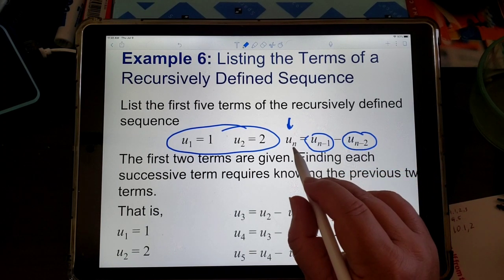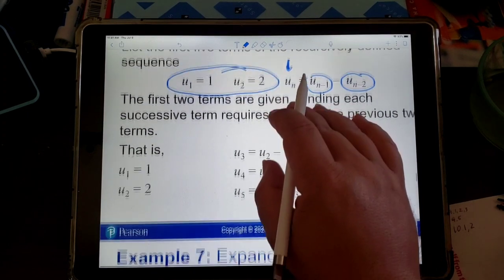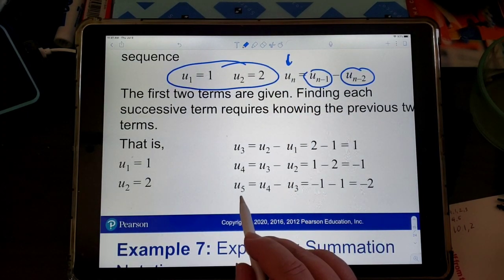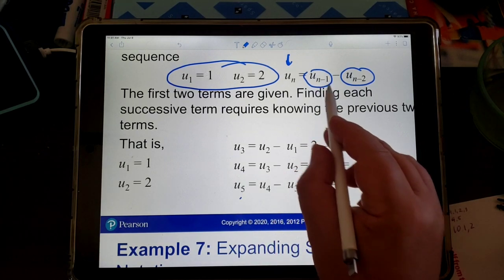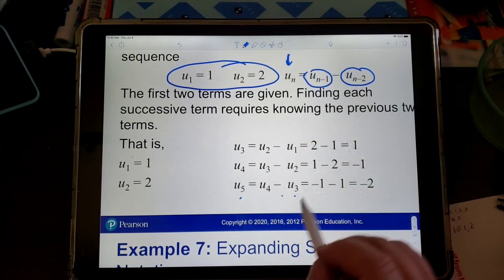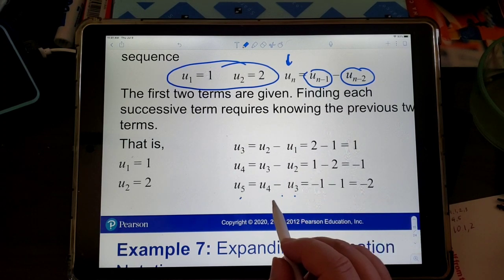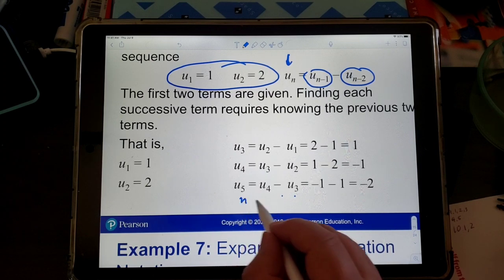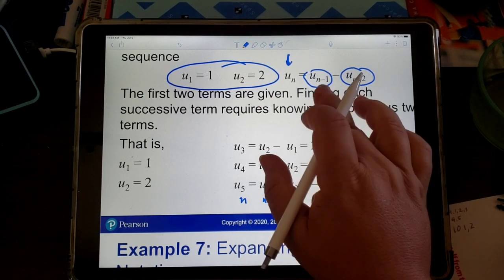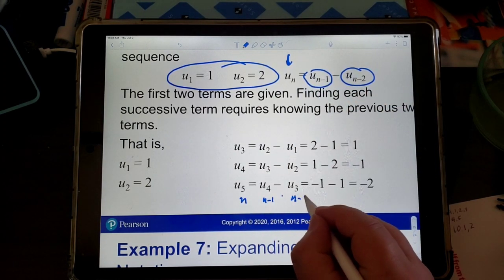So let's put in some numbers here. The 5th term would be the difference of the 4th term minus the 3rd term. This is what they mean by the nth term. This would be n minus 1, and this would be n minus 2.